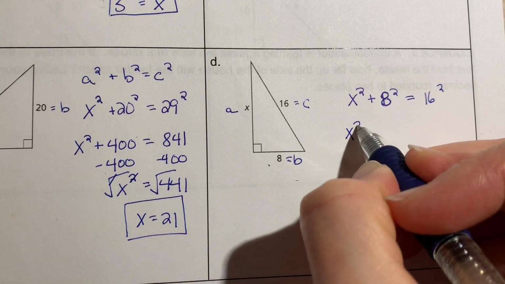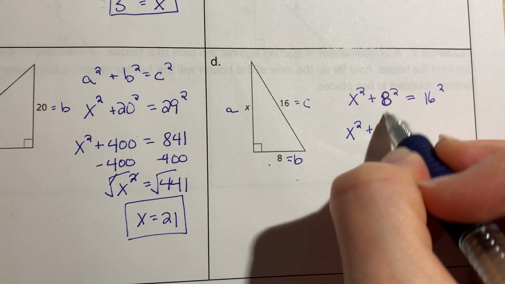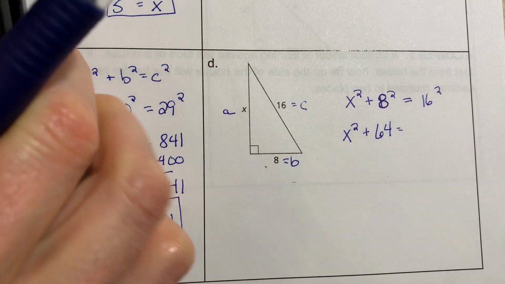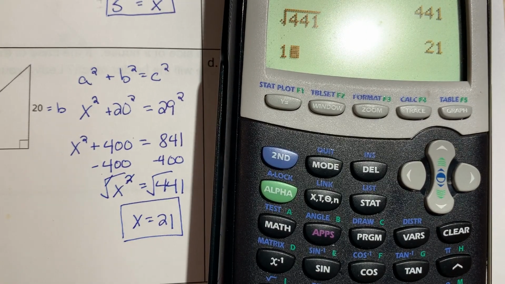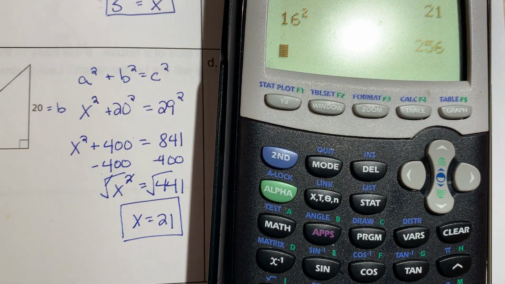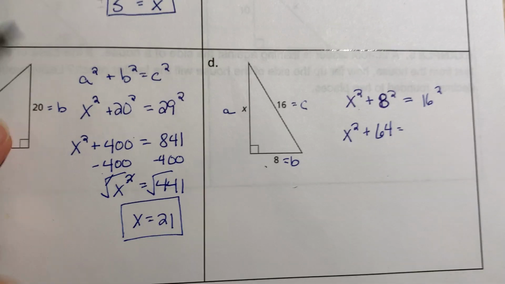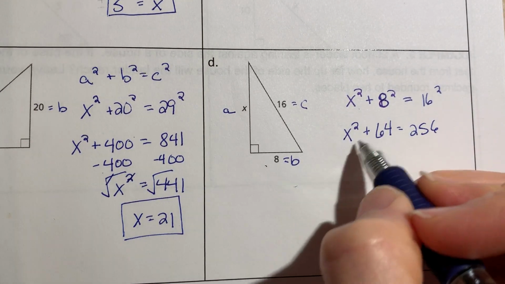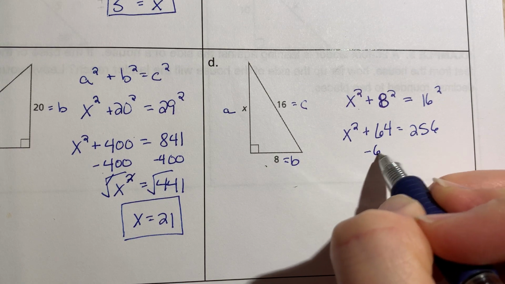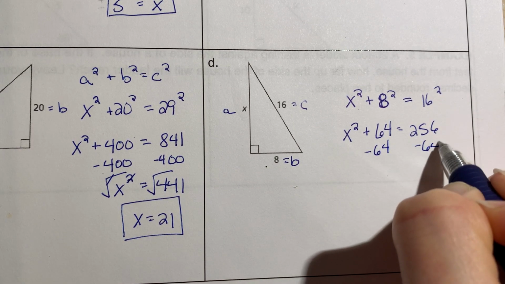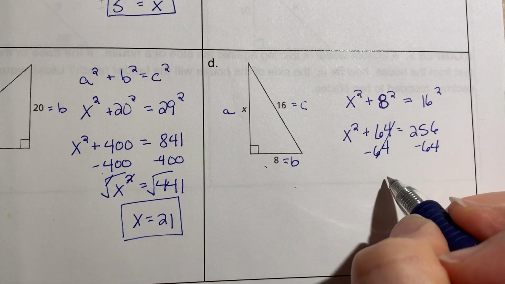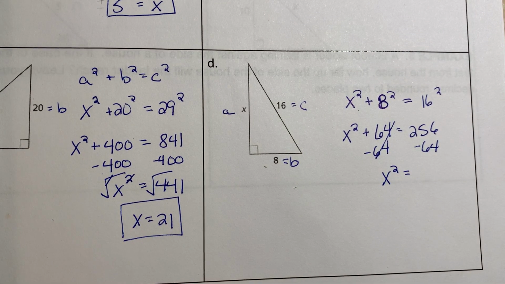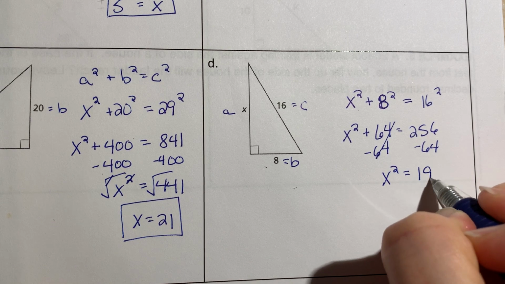X squared plus 8 squared is 64. 8 times 8 is 64. 16 squared, ooh, don't know that one. I think I know it. Nope, I was wrong. 256. To get x alone, I'm going to subtract 64 from both sides of the equal sign. I'm going to have x squared equals 256 minus 64 is 192.